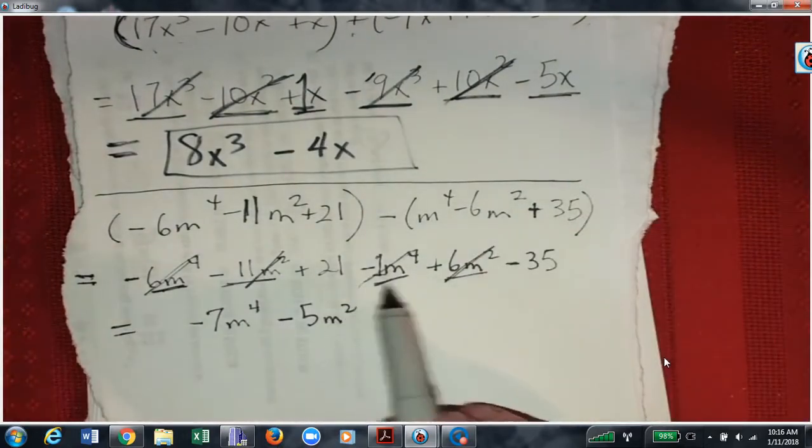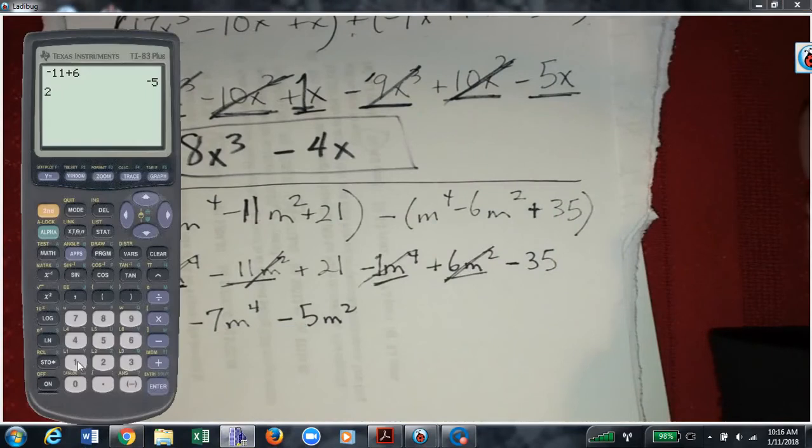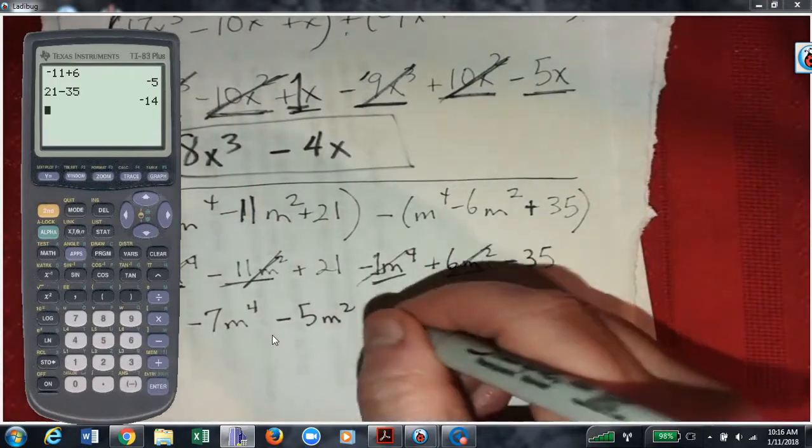Then 21 minus 35. Again, we can just do that in our calculators. Now I use the minus sign, the subtraction sign, and I get minus 14.